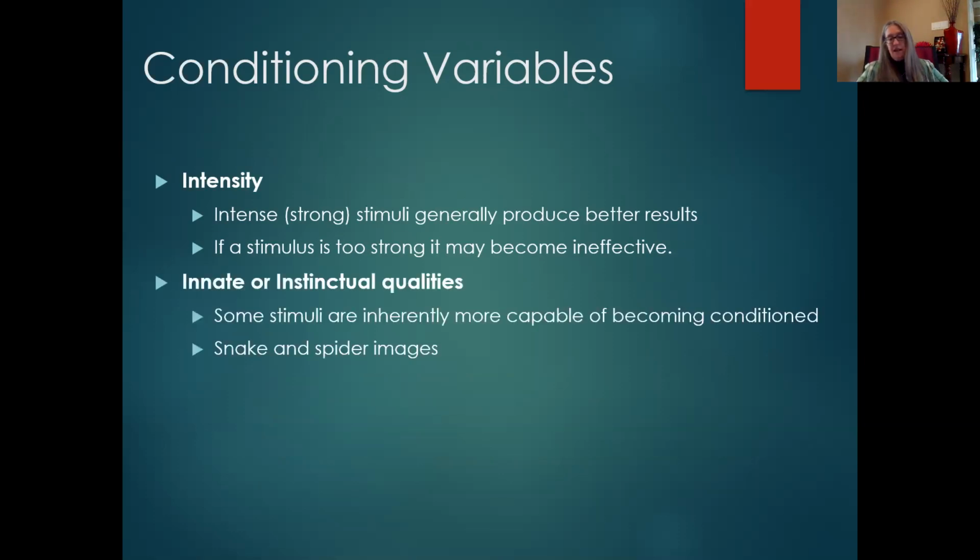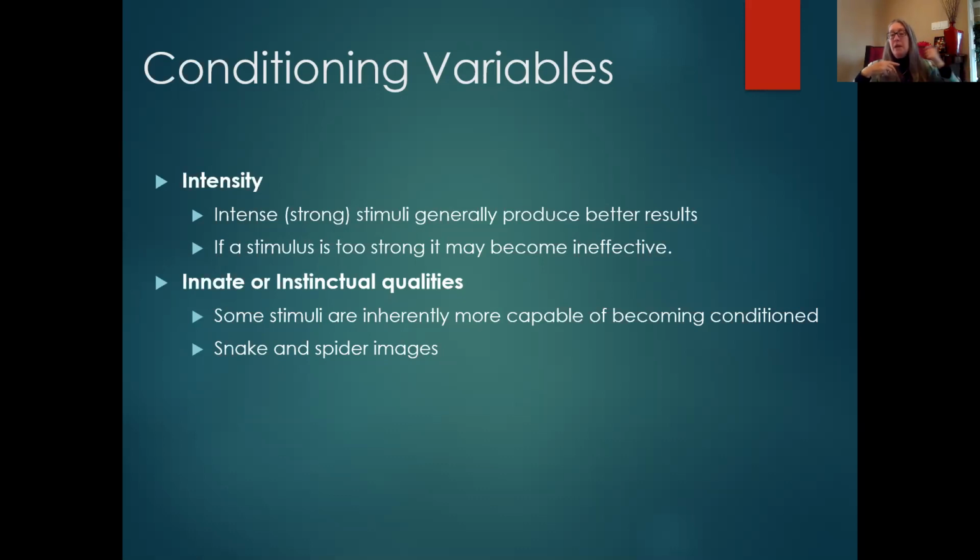Now, this is fascinating to me. Some CS-US pairings are just easier to create than others. And usually this is true if there's an evolutionary predisposition or an evolutionary benefit for it. So it's much easier to get you to learn to avoid eating something if it leads to vomiting. Because so often when we eat something and we vomit afterwards, we learn not to eat that. That getting sick is due to eating something.